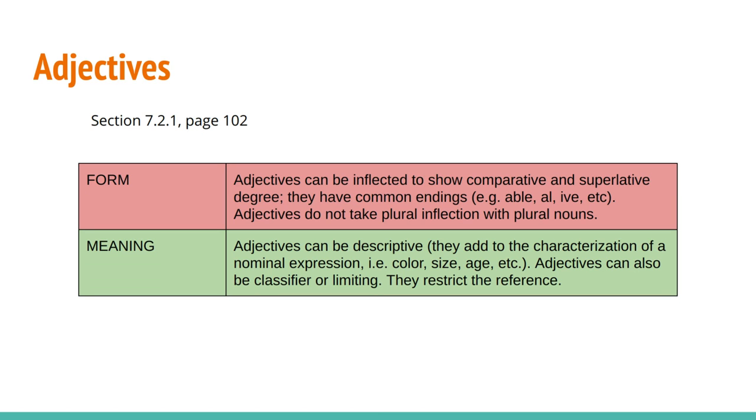So we're talking about form. And it says that adjectives can be inflected to show comparative and superlative degree. We're going to be talking about this later. They have common endings: -able, -al, -ive, and some others. Adjectives do not take plural inflection with plural nouns. So this is a difference with Spanish.